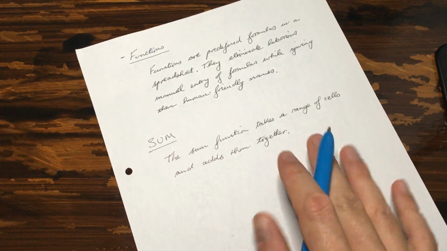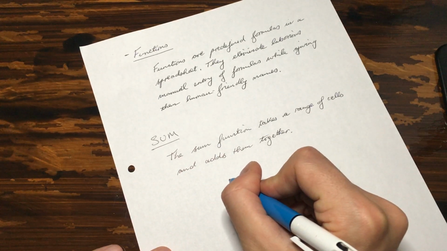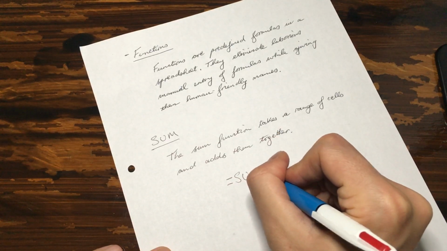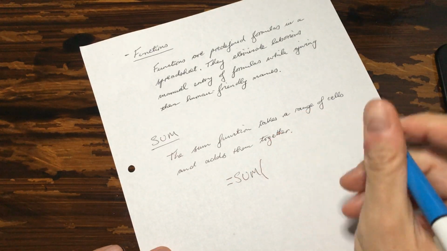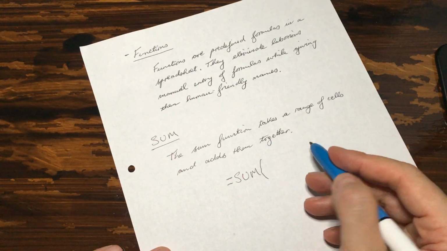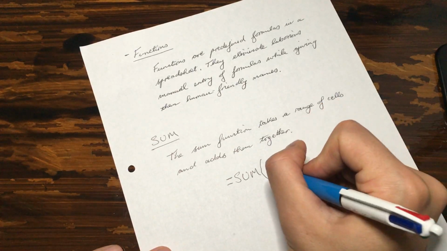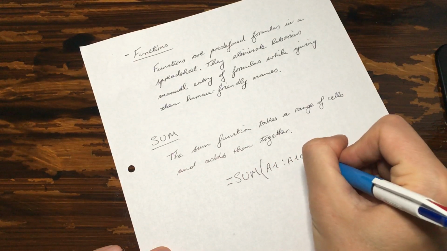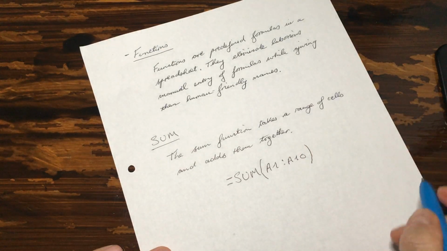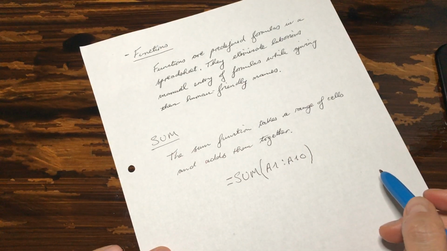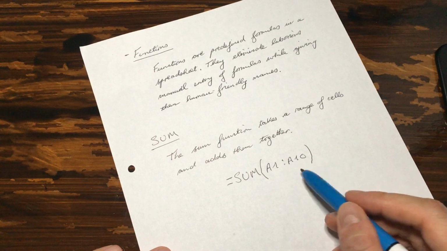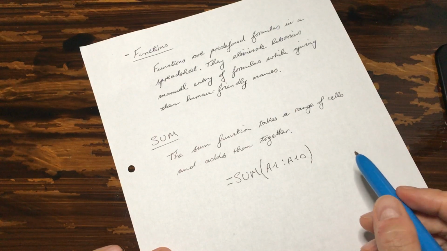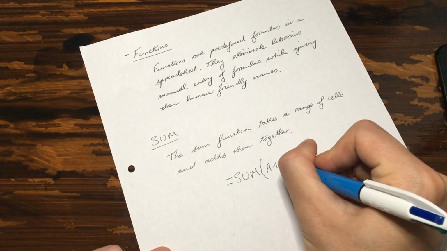Now let's look at a quick example of that. So here we can write equals SUM and an open bracket, and then in this open bracket we put the range. So I'm going to do A1 to A10. That means I want to add all of these together: A1, A2, A3, A4, all the way up to A10.